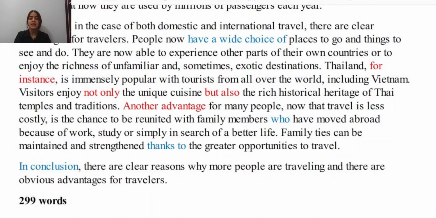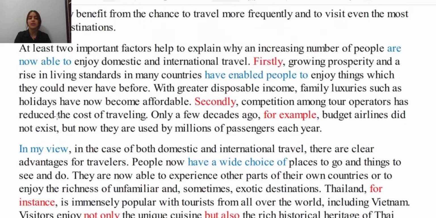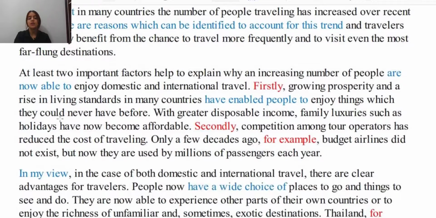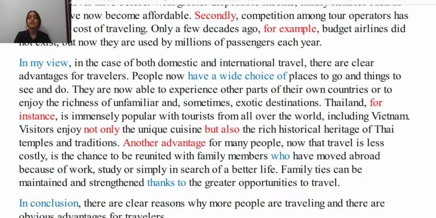So as you can see here, we are referring to the second question, which is exactly this one: what are the benefits of traveling for the traveler? We are referring to different kinds of positives or benefits that this trend can bring to us. So you can see very beautiful structures like "in my view", meaning that I'm referring to my own opinion. You can say "have a wide choice of", which means that people have a wide variety of options to choose from.